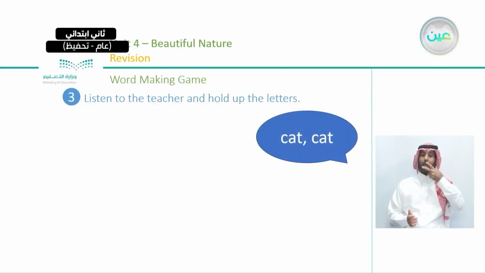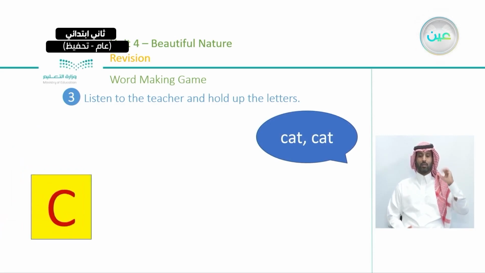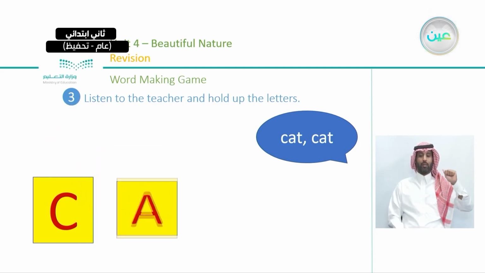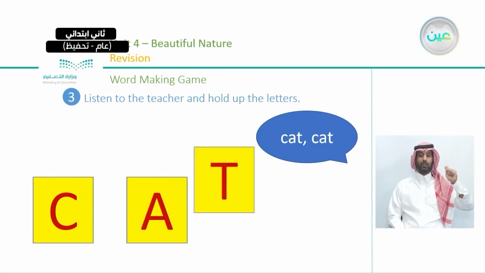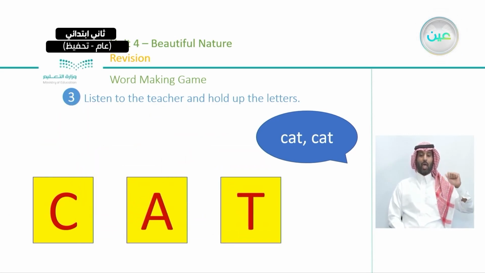Okay. What about cat? Okay, cat. What are the letters of cat? C. Excellent. A. And we have T. Excellent. So we have C, A, T, and this is cat. This is a cat. Excellent.